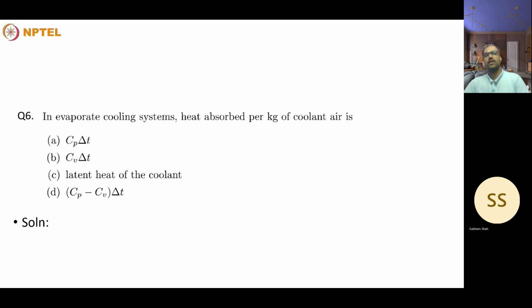So the sixth problem is regarding the formula for the heat absorbed per kg of coolant. In the evaporative cooling system, the heat absorbed per kg of coolant is given by Cp delta T, Cv delta T, (Cp minus Cv) delta T, or latent heat of the coolant.